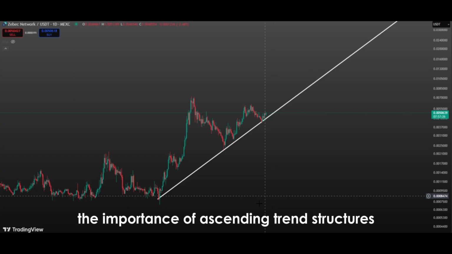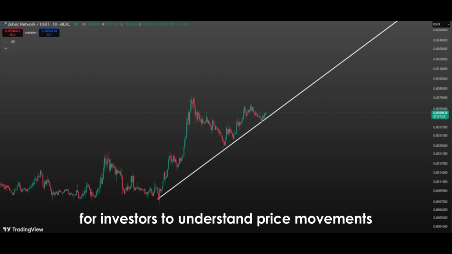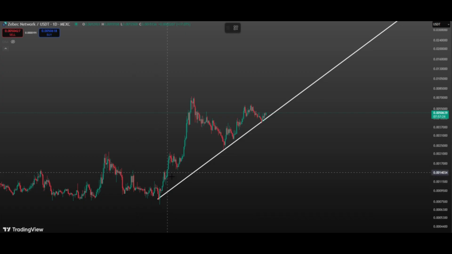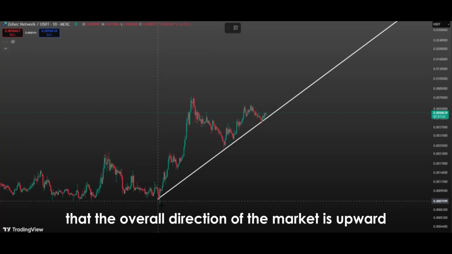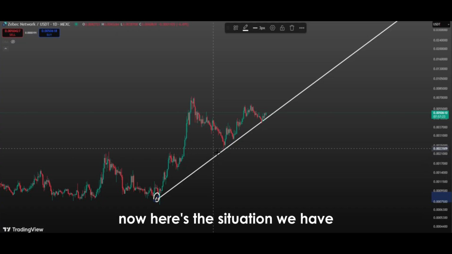The importance of ascending trend structures in technical analysis is quite significant for investors to understand price movements. An uptrend indicates that the overall direction of the market is upward and that buyers remain in control. Now, here's the situation we have.